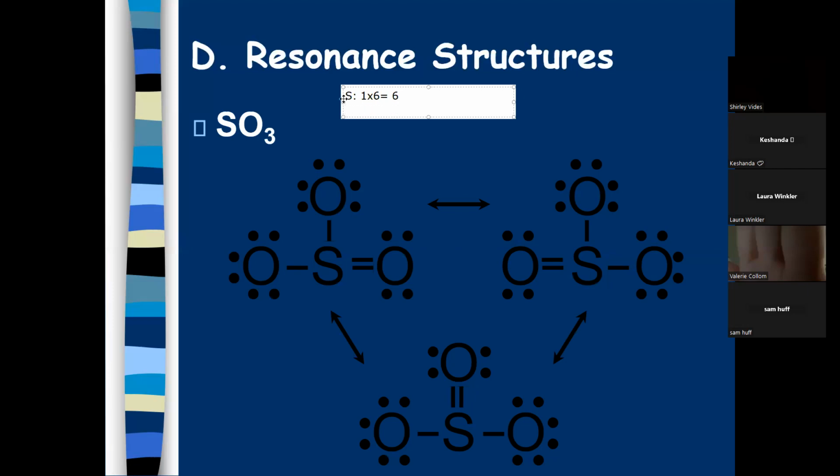All right, then we have oxygens, right? Which there's 3 of them. They're also in group 6, which gives us a total of 18. Add them together, and that gives us 24, no? That's what we know.